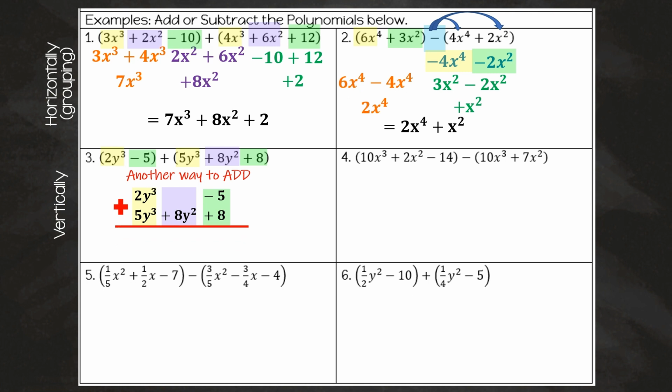And 2y to the power of 3 plus 5y to the power of 3 is going to be 7y. Oh, sorry, that should be a 3: 7y cubed plus 8y squared plus 3. Just ignore that. That should be a 3.